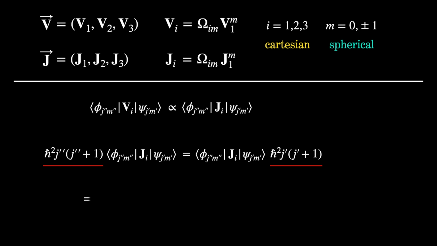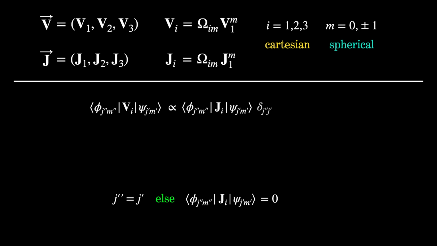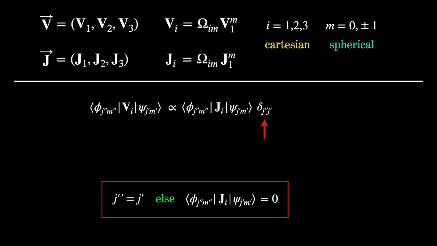This equation implies that unless j double prime is equal to j prime, the matrix element must be equal to 0. This completes our result.